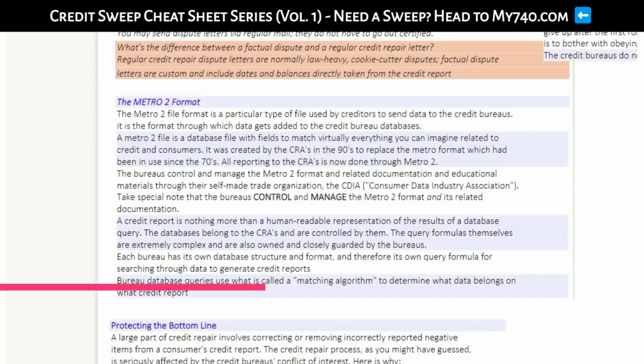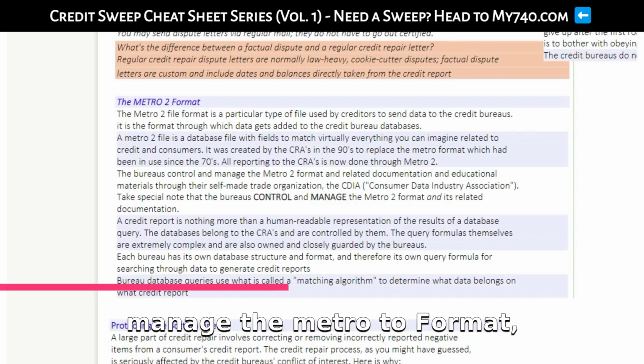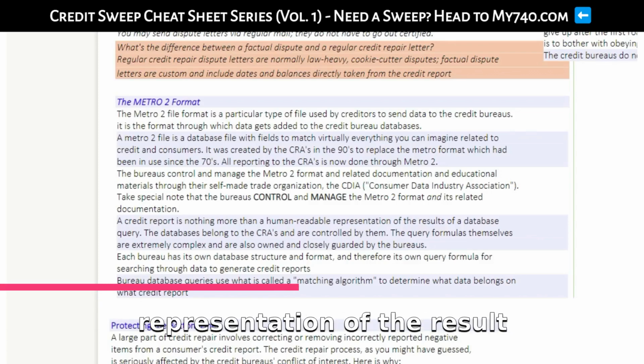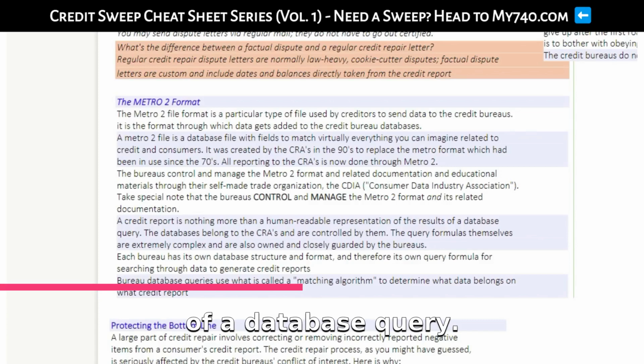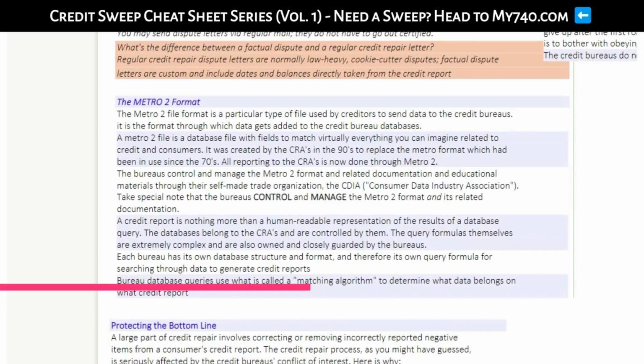The bureaus control and manage the Metro 2 format and related documentation and educational materials through their self-made trade organization, the CDIA, Consumer Data Industry Association. Now, take special note that the bureaus control and manage the Metro 2 format and its related documentation. A credit report is nothing more than a human-readable representation of the result of a database query. The databases belong to the CRAs and are controlled by them. The query formulas themselves are extremely complex and are also owned and closely guarded by the bureaus.